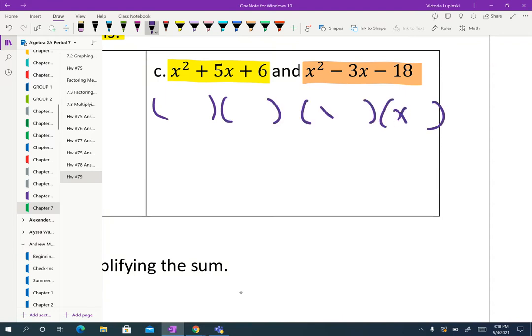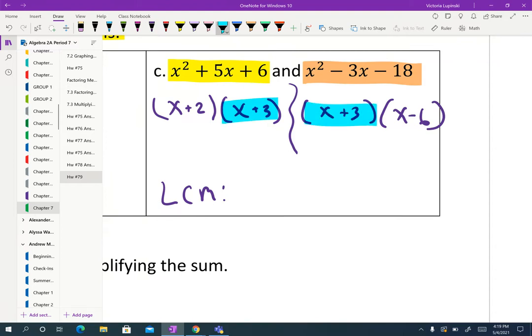In each of these cases, this is just a trinomial with a coefficient of 1. So factors of the back that add to be the middle would be +2 and +3 for the first one, and then, for the second one, +3 and -6. And then here's how you go about choosing your LCM. These are the two different pieces. If there is any factor that is a repeat, you only need one of those in your LCM, and we tend to usually put that first.